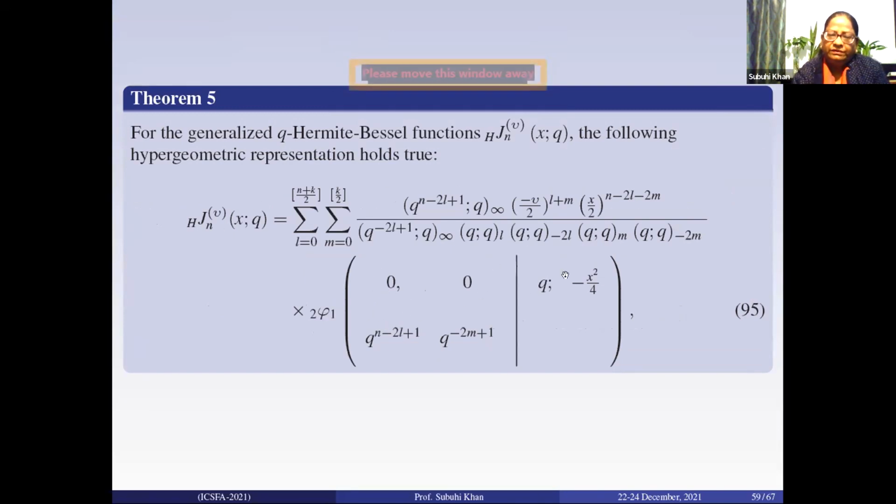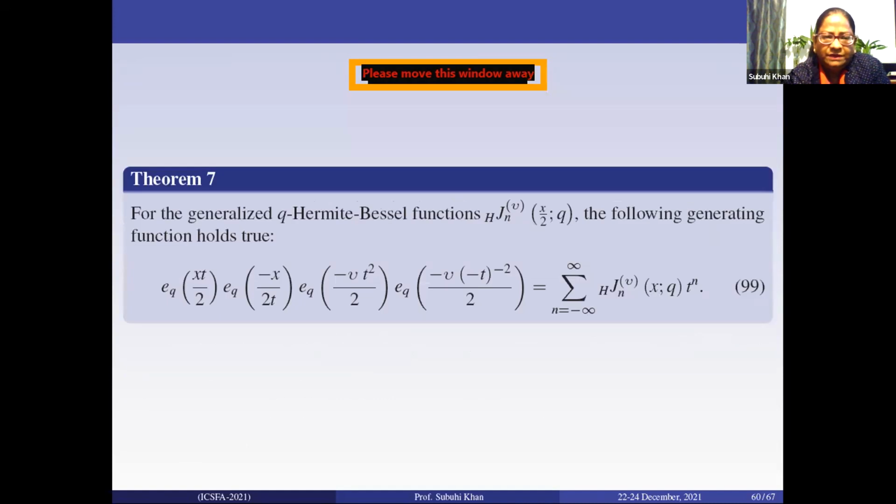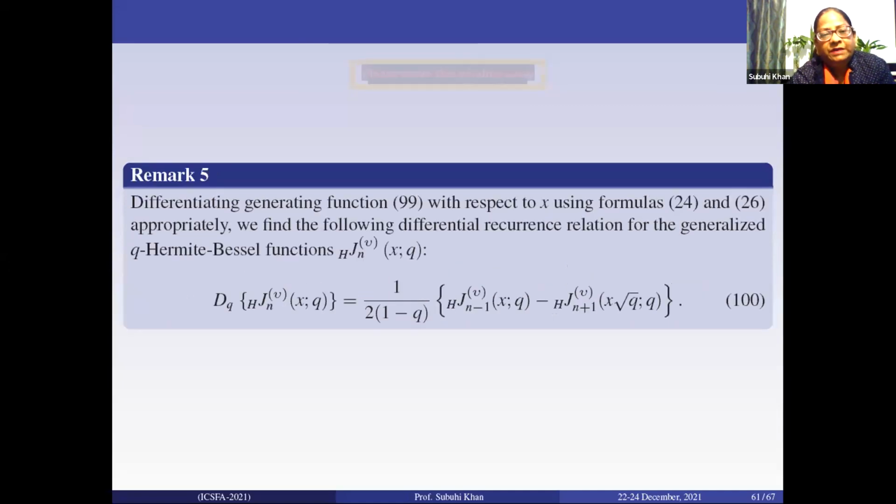We have the hypergeometric representation also. This makes our results more applicable and, I should say, maybe more important. And these are the results for the Q Hermite Bessel functions. After some replacements, we will get the results for the Q Hermite Bessel function. We will claim this to be the generating function for the generalized Q Hermite Bessel functions. And again, we go for differentiation, and we get this differential relation for the Q Hermite Bessel functions.